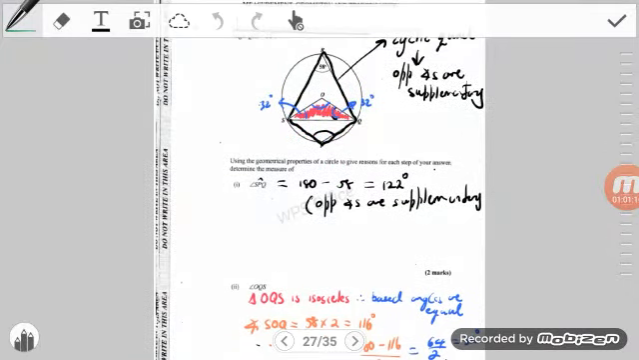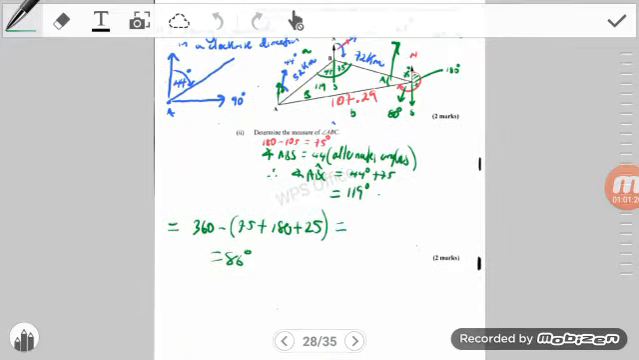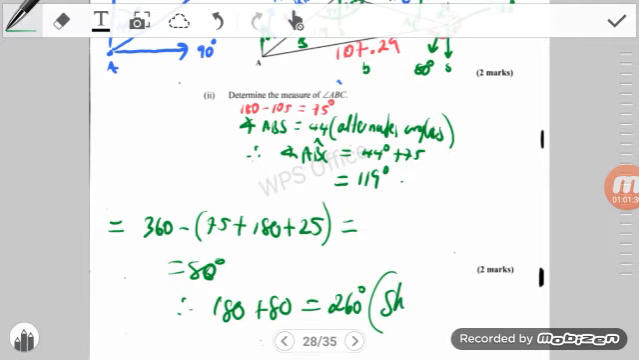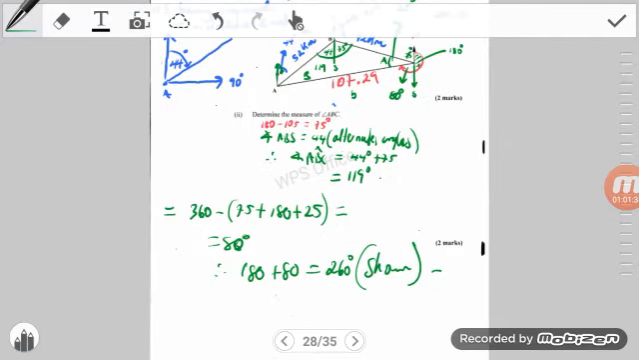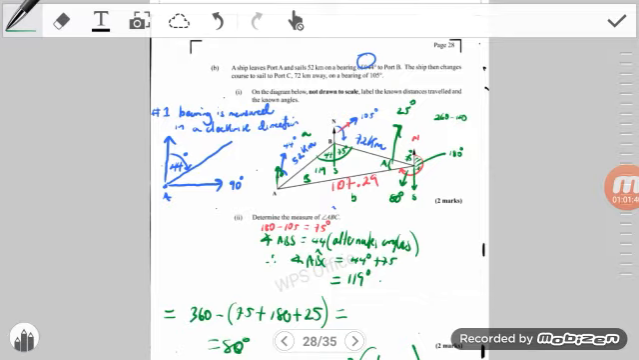So therefore, let's go back on this page here. So therefore, 180 plus 80 is going to be equal to 260 degrees, and there you have shown it. All right, that's how you show that the bearing is 260 degrees. So a little complicated, lots of knowledge there to apply. It's just how it is done, guys.